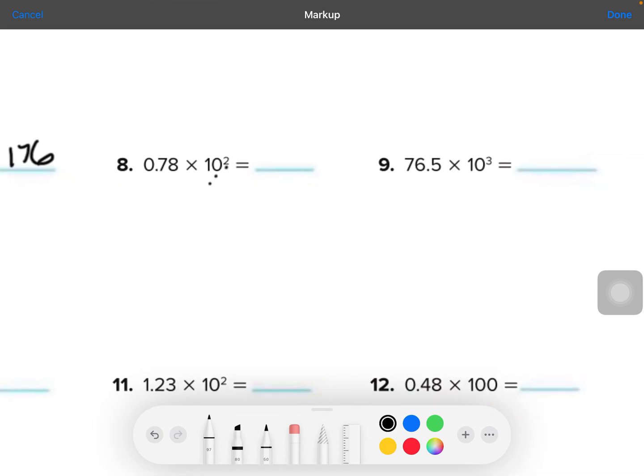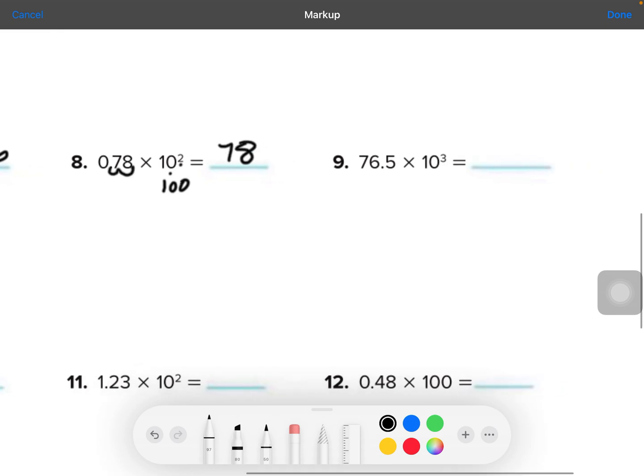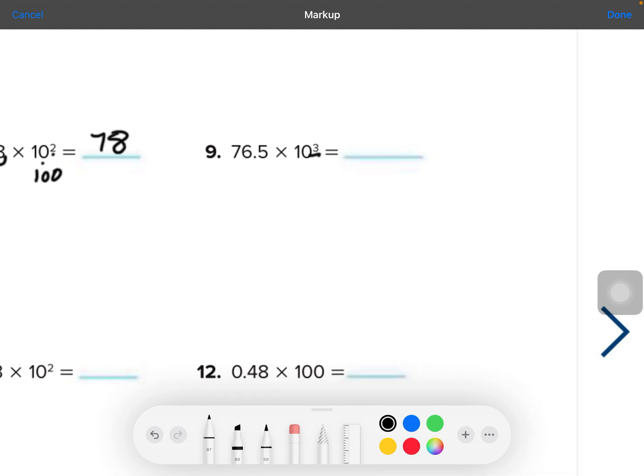Here we go. We have 2 powers of 10 because there's a little exponent 2 there. That's the same as saying 1 with 2 zeros. And it's going to be moving this decimal 2 spots to the right. 1, 2. 78. Okay, there's 3 powers of 10 there. We're going to move it 3 spots.